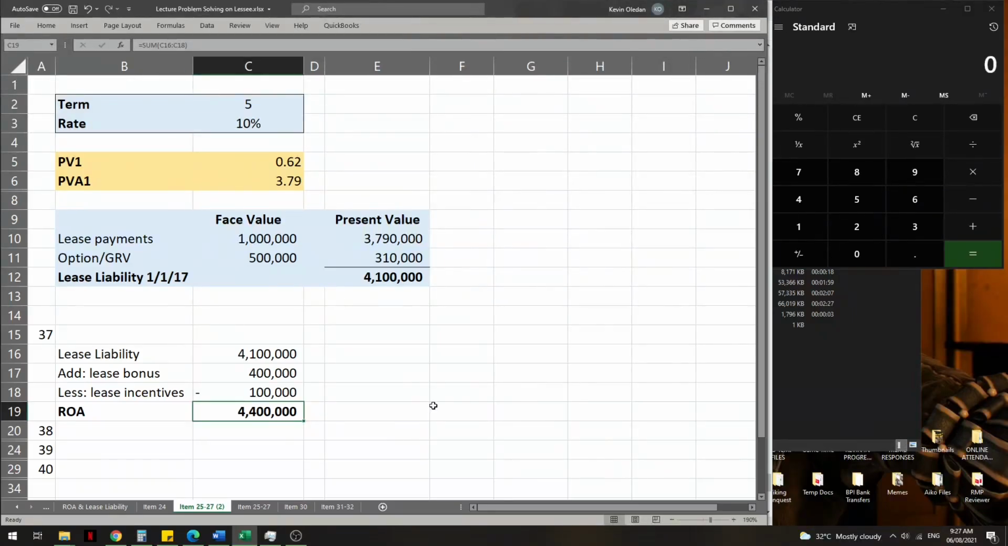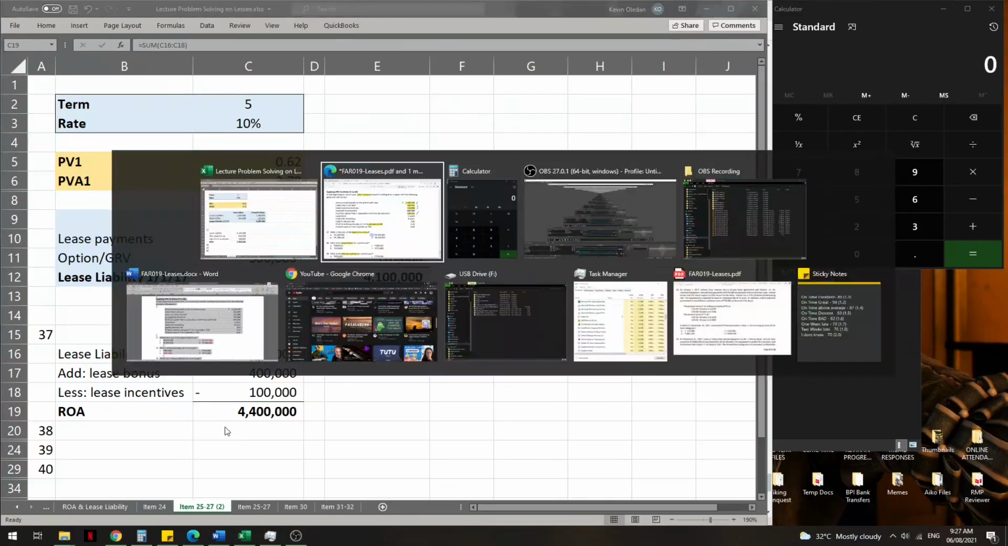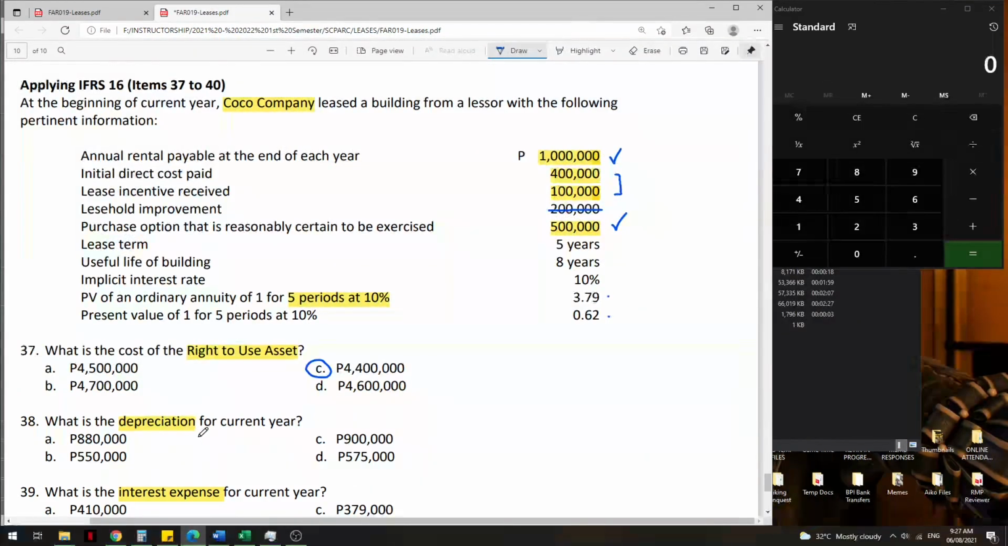Ito po. So that's number 37, your ROA. Let us proceed to number 38 and let us concern ourselves with depreciation. Okay, depreciation. Question, do I use 5 years or 8 years? Ang asset ba matatransfer kay lessee or babalik to kay lessor? Kung babalik siya kay lessor, you will choose the smaller of the two. But if the asset is going to be transferred to the lessee, you will pick useful life always.